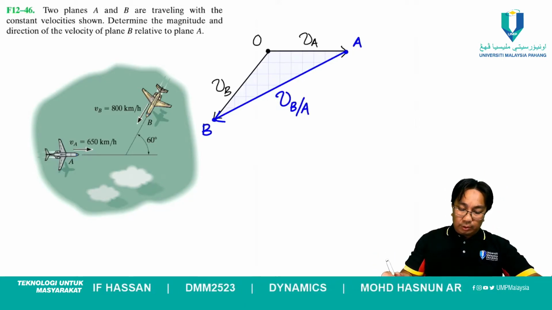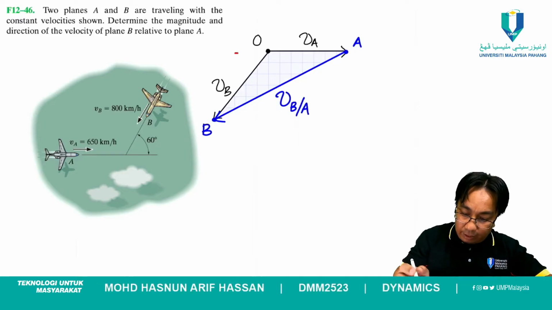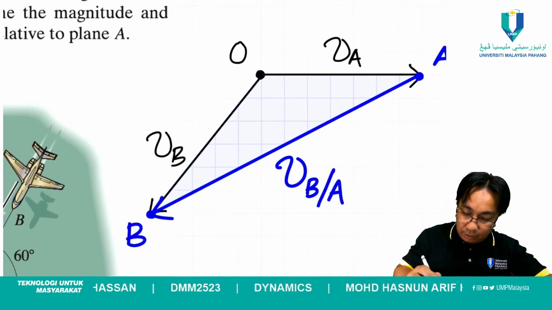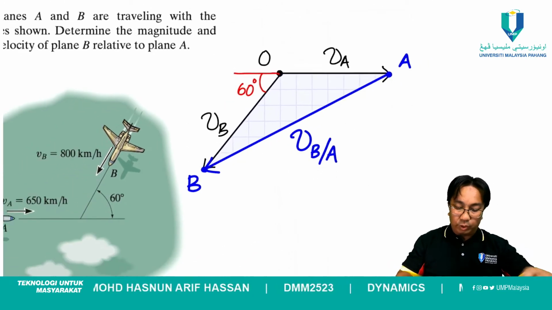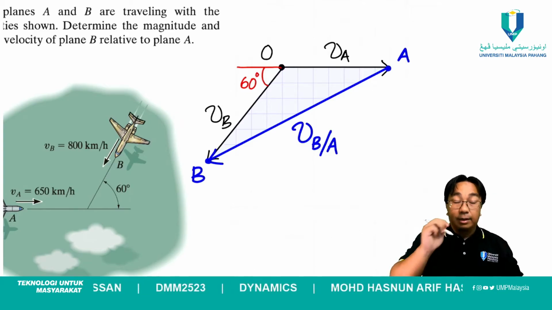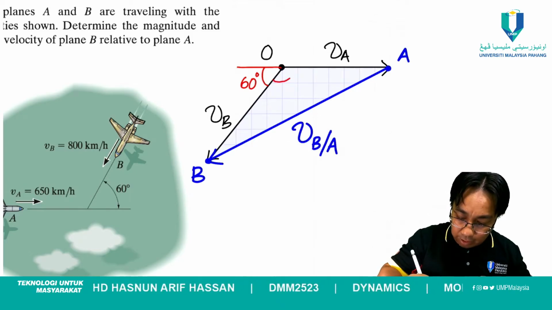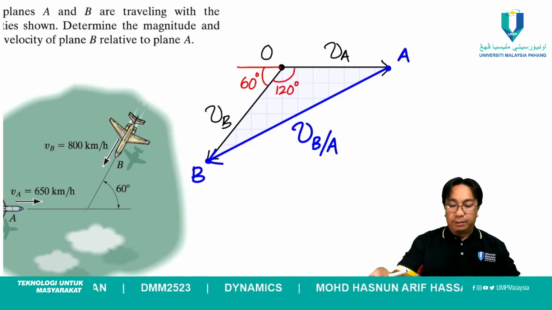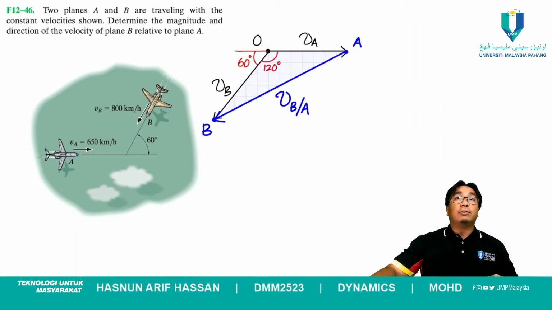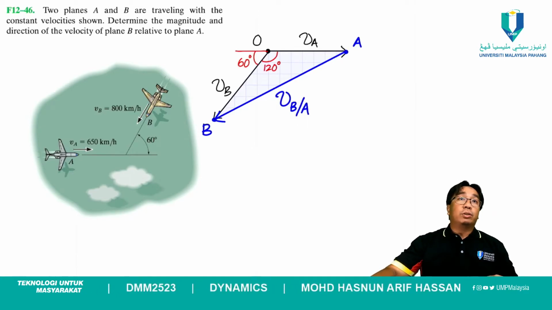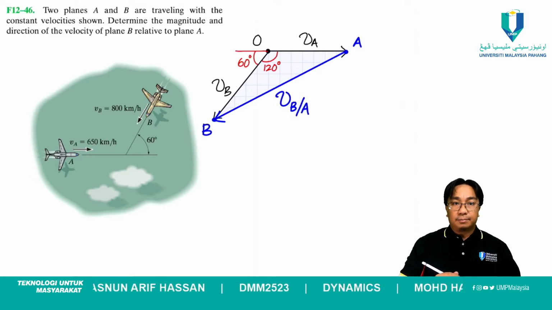From point A, this is point A, and this is B over here. We know from the question that this angle, I'm going to zoom in a little bit, this angle here is 60 degrees. How do we know this? This comes from the question. The top angle there is 60 degrees. So you also know that this angle will be 120 degrees. By using trigonometry, can you solve this? Can you solve by using trigonometry to get VB/A? It's basically to find the length of VB/A. Can you solve this?